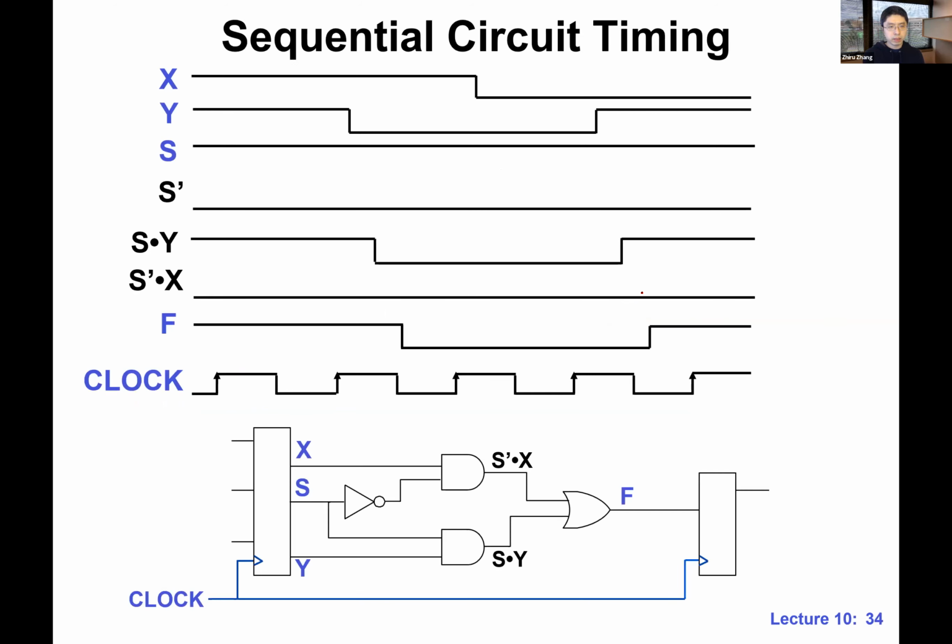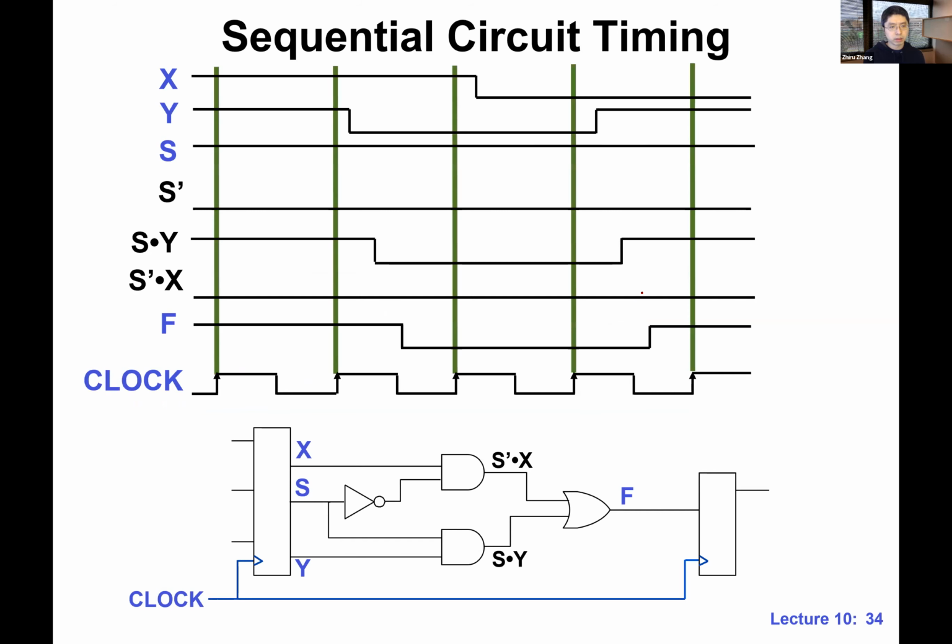And if this is not too clear, here's the timing diagram. We have these mux being sandwiched by 2 flip-flops, and this is the clock. We are using rising edges. These green lines indicate where the clock edge occurs. Between these green lines, we have the cycle. Each one indicates a cycle.